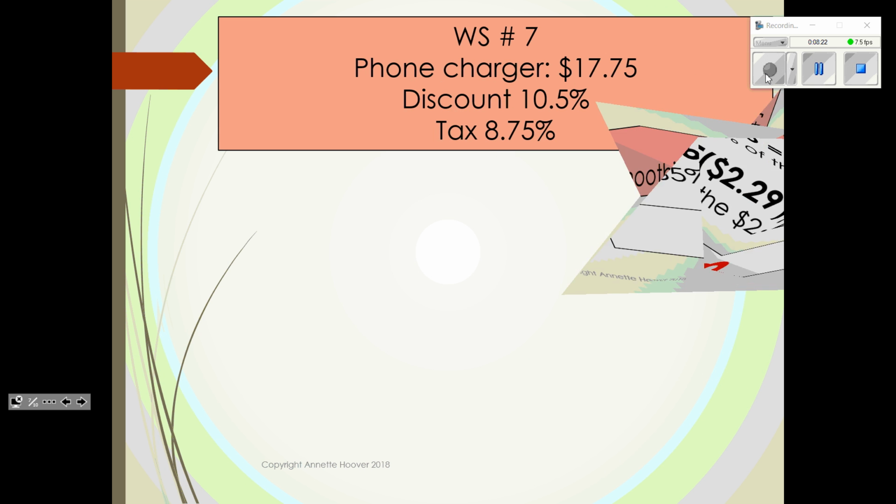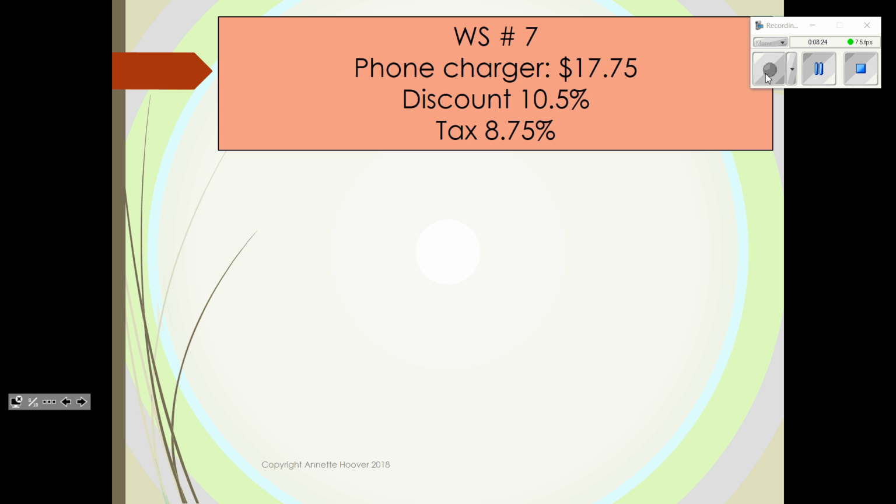How about a phone charger that costs $17.75? It's being discounted 10.5%, and then a tax of 8.75% is being added. Okay, a discount of 10.5%. If it's discounted 10.5%, what percent am I paying? I am paying 89.5%. So I'm going to turn that into a decimal and multiply it times the $17.75, and that's going to tell me the discounted price.